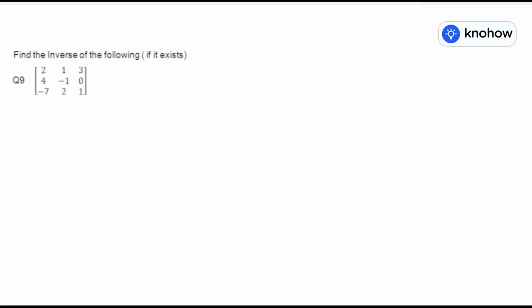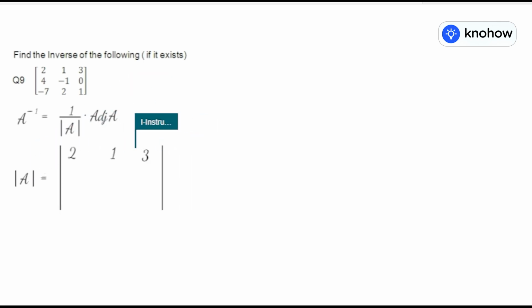Find the inverse of the following. The definition of inverse is 1 by determinant A into adjoint A. Let us first work out the value of determinant A, that is determinant of the given matrix 2, 1, 3, 4, minus 1, 0, and minus 7, 2, 1. Work out the value of determinant A. So determinant A you may work out with respect to any one row or column, but it will be convenient to do it with third column because at least one 0 is there.